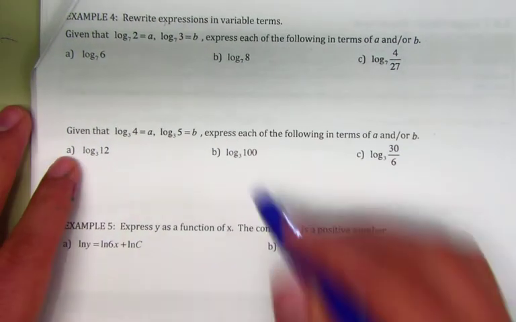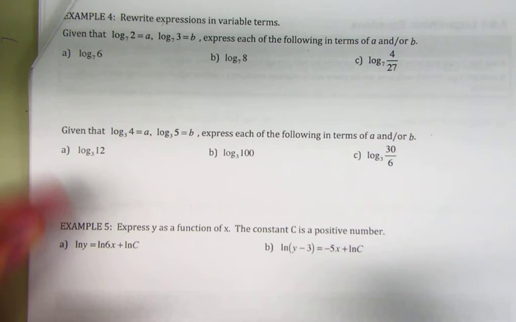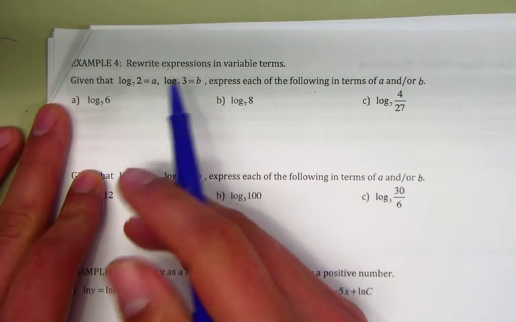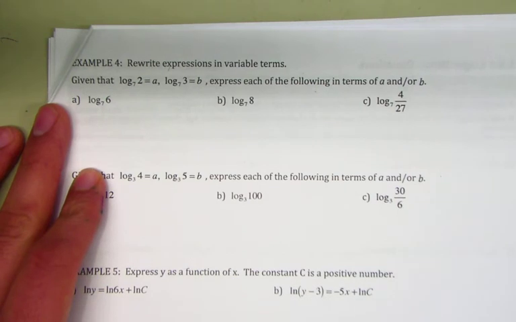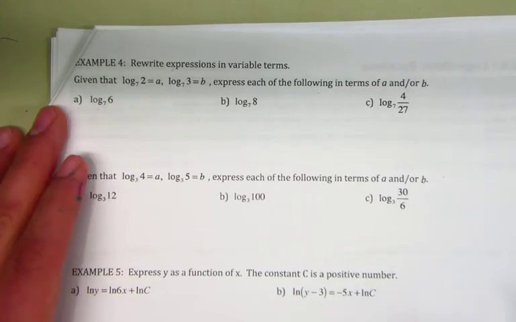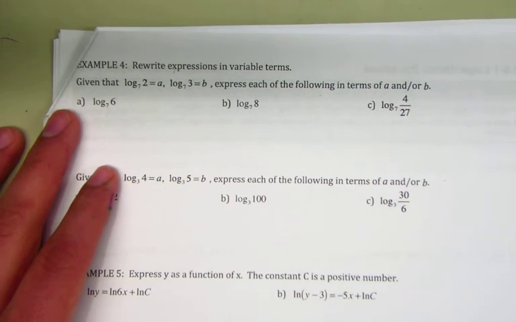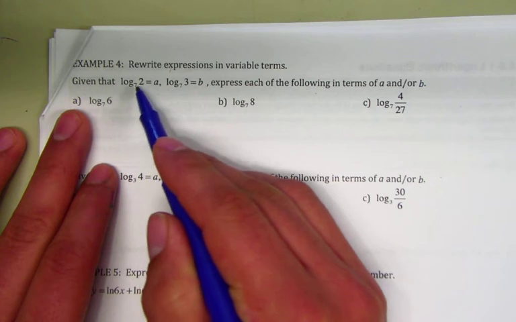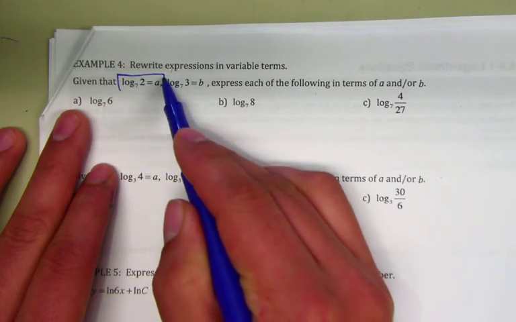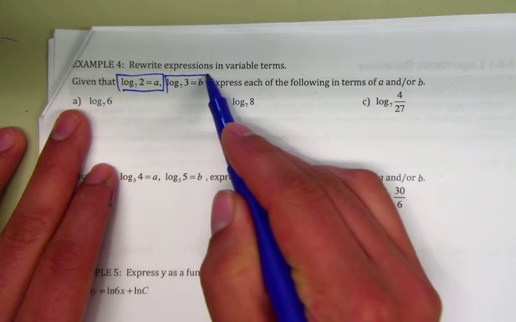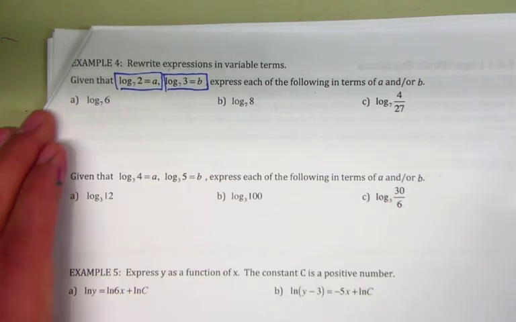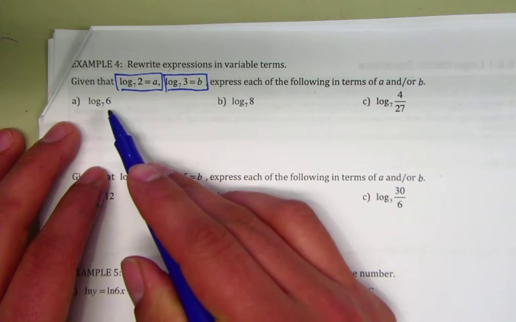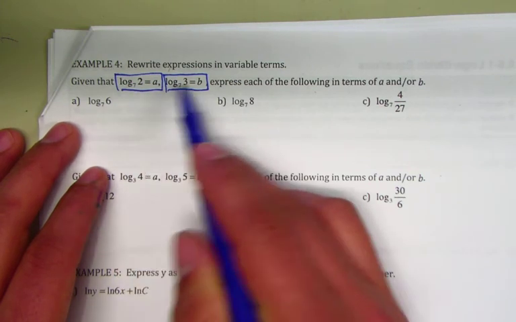So the point of these last few problems is to change these from log equations to just other expressions with variables. And the nice thing is that they tell you what specifically you're going to use to break things down with. So for example, right here they give you that log base 7 of 2 is A, and log base 7 of 3 is B. Okay, so your goal is going to be to take the log that they give you and maybe split it up using these two somehow.